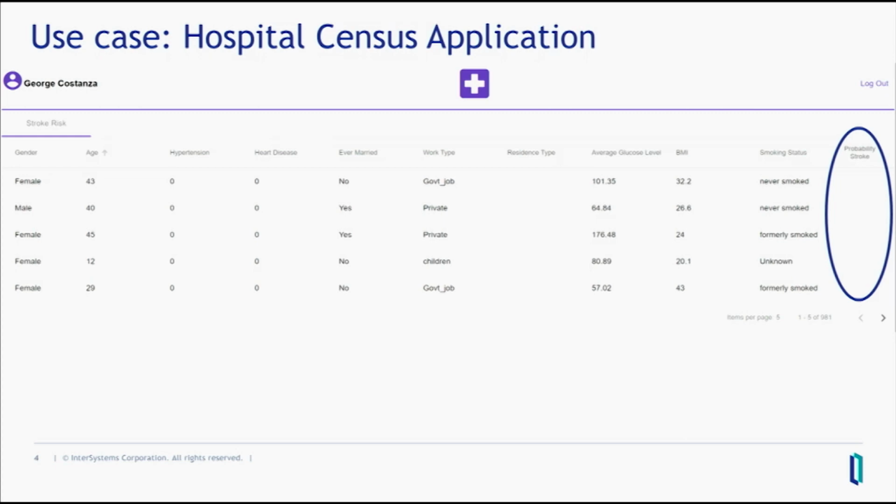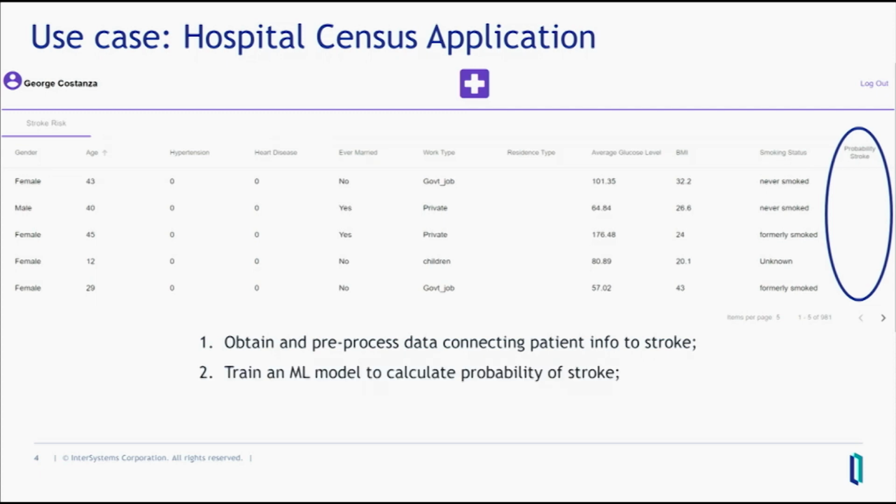So we're going to need to take a couple of steps to help them. First of all, we'll need to obtain some data about the patients and also pre-process it to make it more suitable for a machine learning use case. And then we'll need to train an actual machine learning model to solve this problem. And last but not least, we will enhance this application by changing its IRIS backend to display the predictions we've come up with.